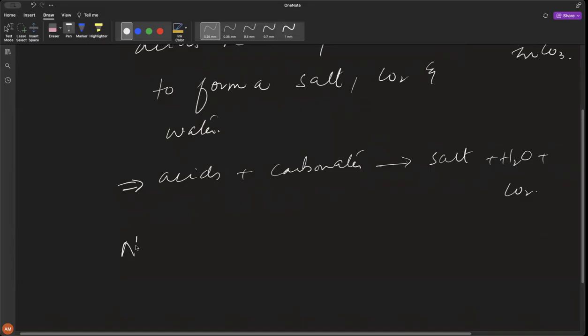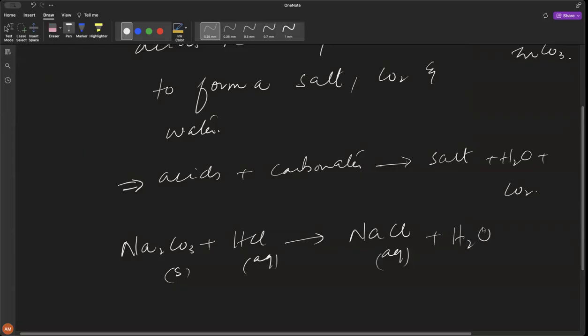Like let's take sodium carbonate plus HCl aqueous. All carbonates are actually insoluble except sodium, potassium, and ammonium carbonates. Those three carbonates are soluble. So when they react together, we can take the one which is in solid form, no problem. It reacts with acid to give you NaCl, which is aqueous and soluble, H2O, which is liquid, and carbon dioxide gas, right?